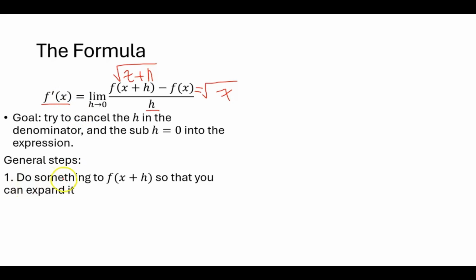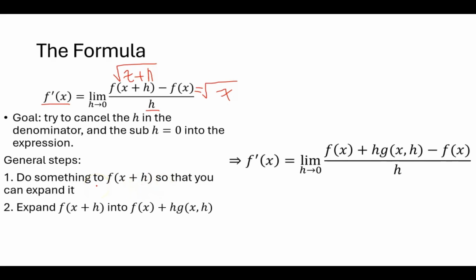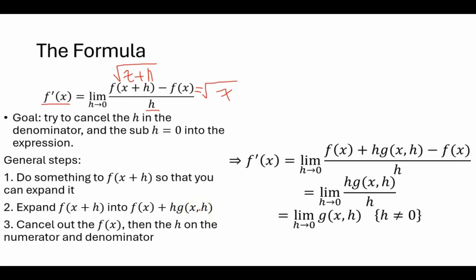First one is you need to do something to f of x plus h so that you can expand it. And then you need to expand it into this specific form: f of x, your original function, plus h times another function, g of x and h. So this general function here will include both x and h. Why are you going to do that? Because then you can basically cancel out this f of x and this minus f of x here. So your original function is basically gone.